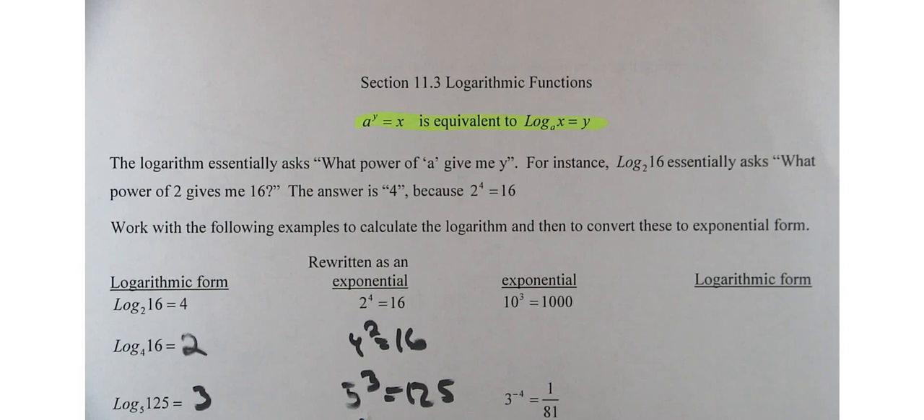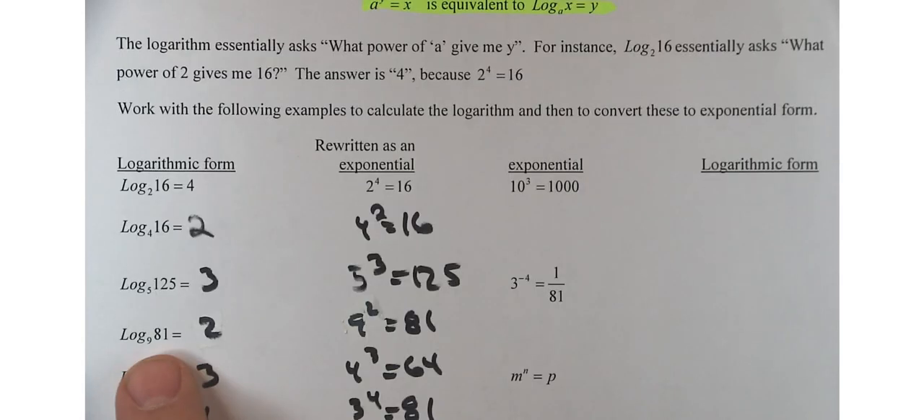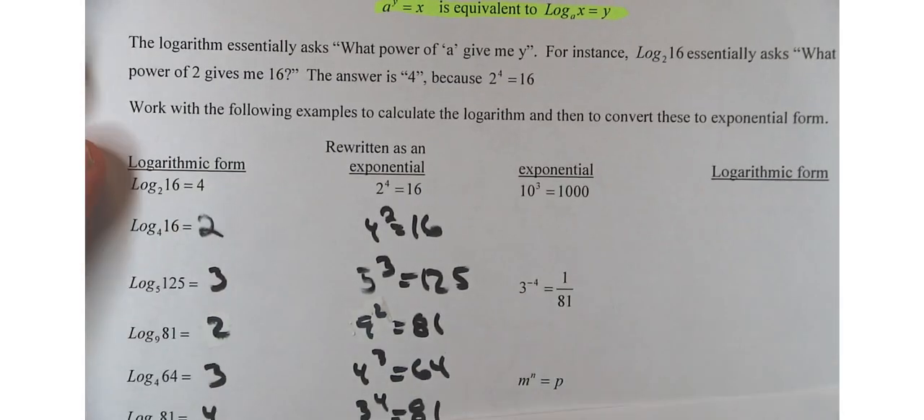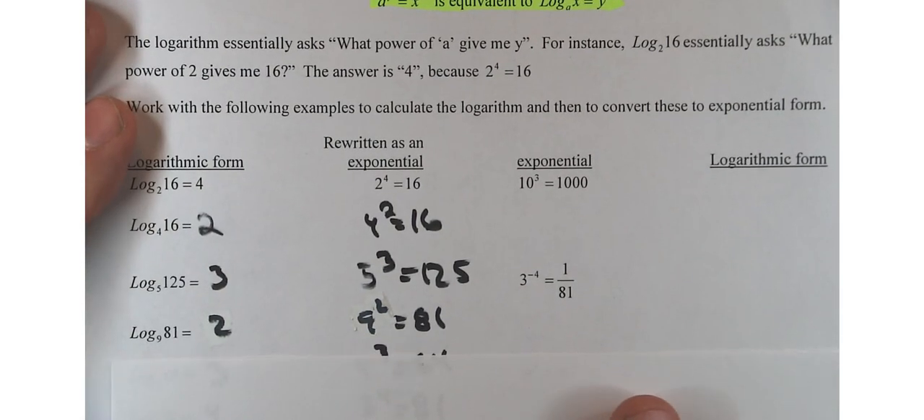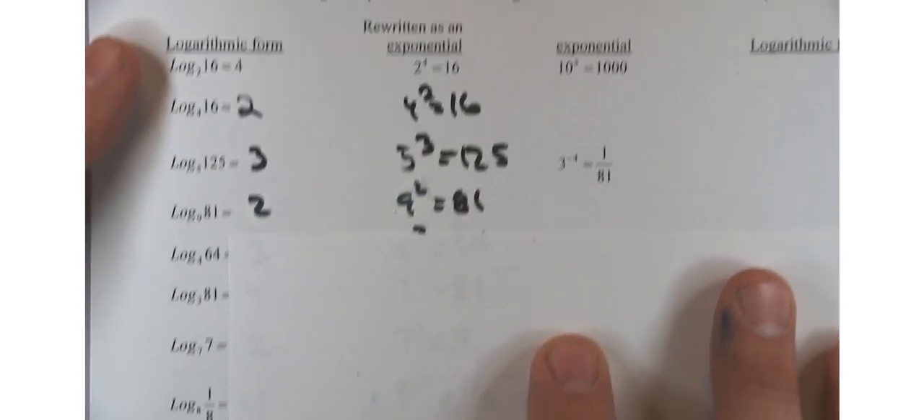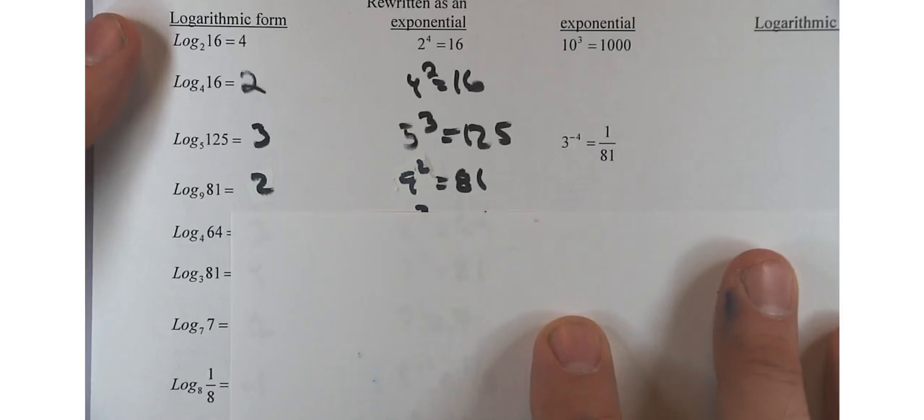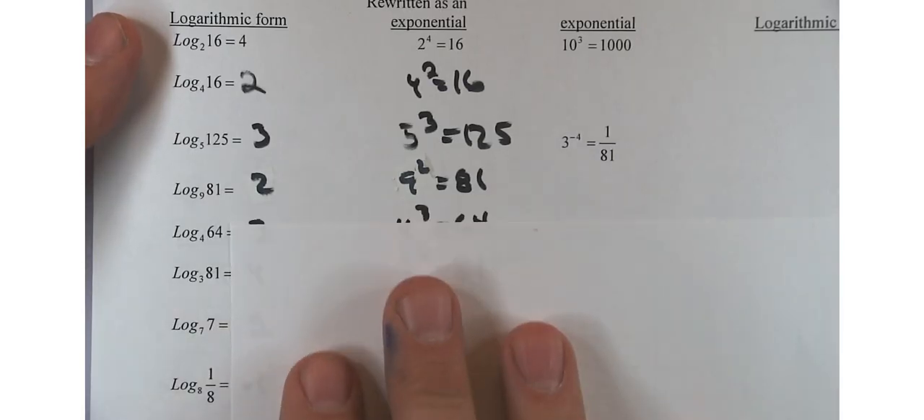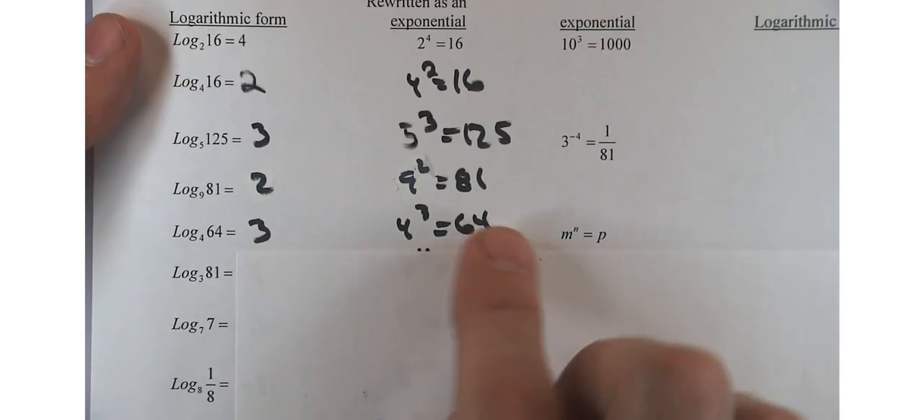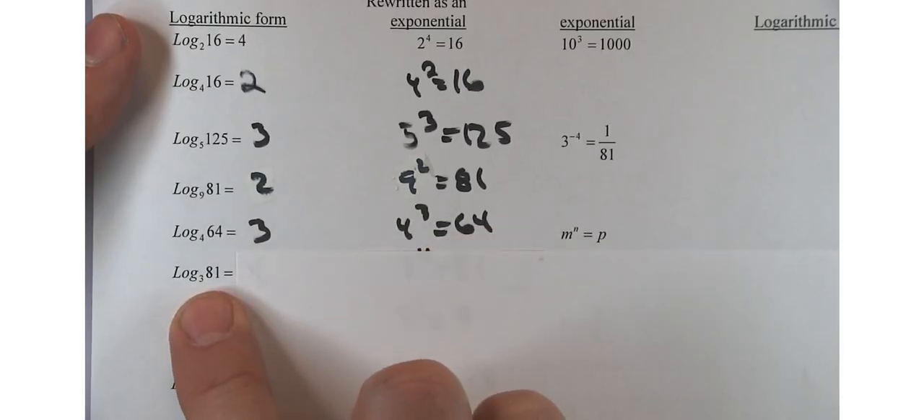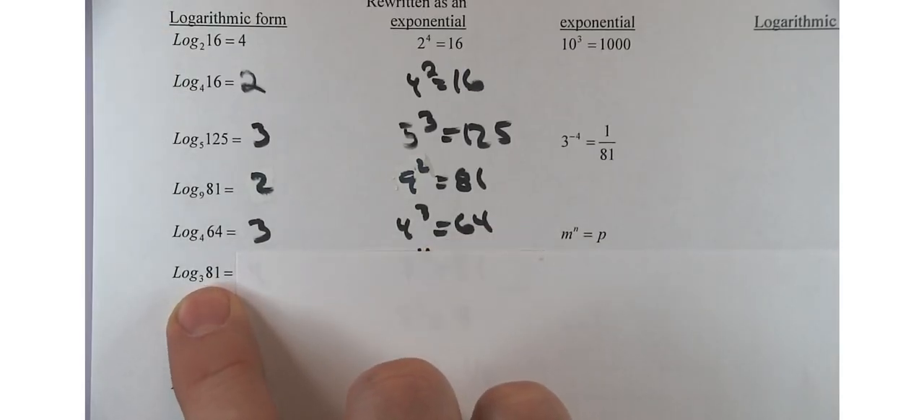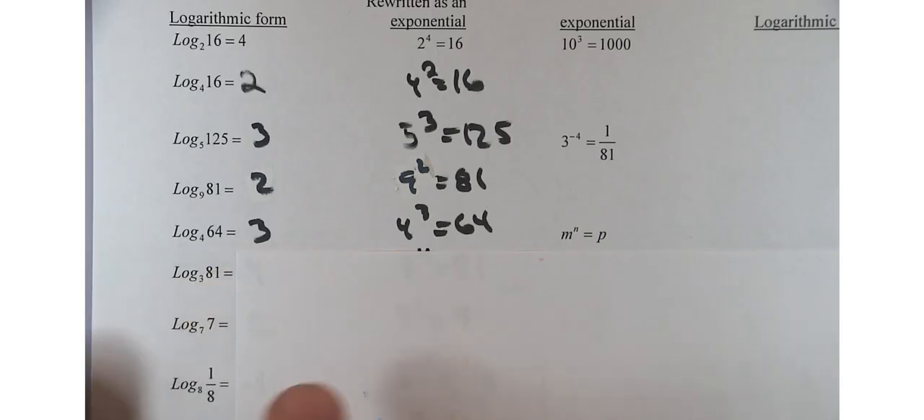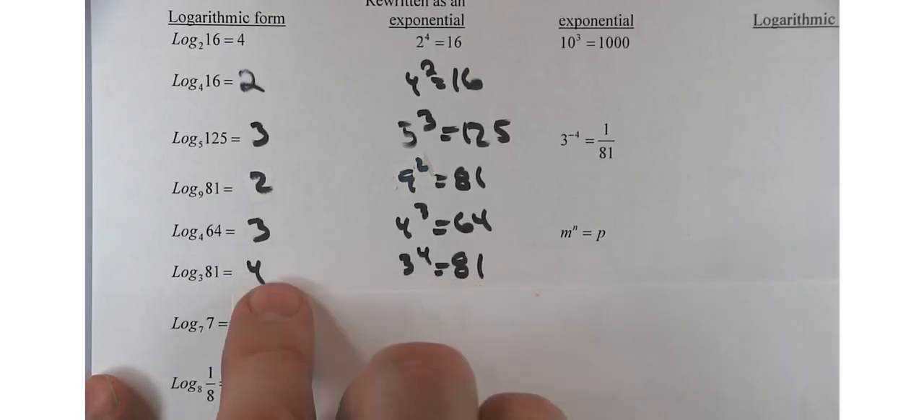So let's run through some of the answers here. For instance, 9 to the second power would be 81. Not a big surprise there. If we move on down, we've got 64 is the third power of 4. So 4 to the third power is 64. Then how about 81? 3 to the fourth power is 81. So we get a 4 here.